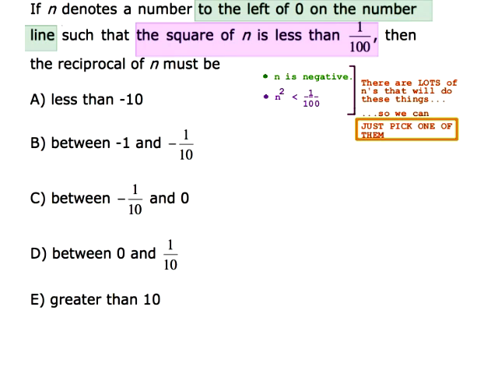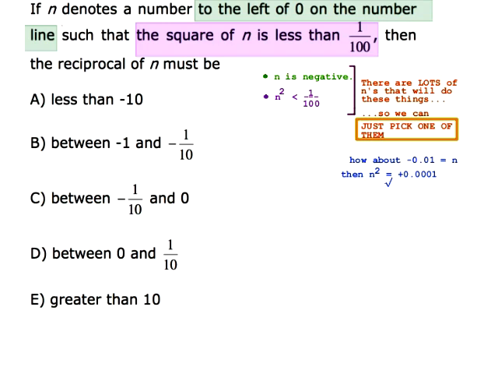Can someone give me a negative whose square is really small? Negative 11? The square of negative 11 is positive 121, which is definitely not less than 1/100th. How about a tiny one? You guys are good with really small numbers. How about negative 0.01? Then n squared is positive 0.0001. That's definitely less than 1/100th. So that works. It satisfies the condition.